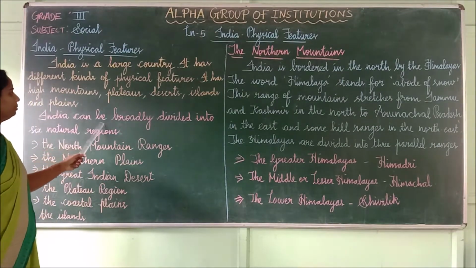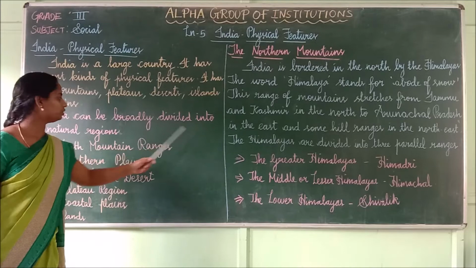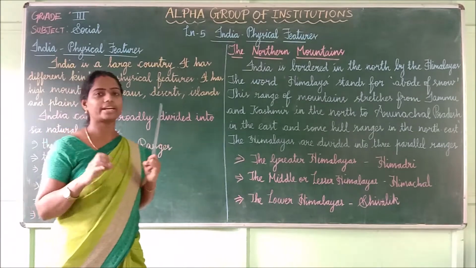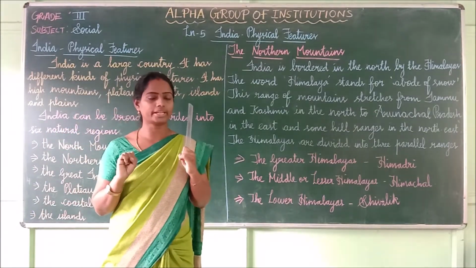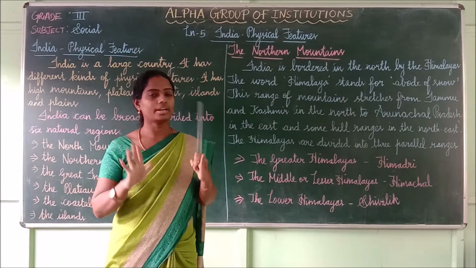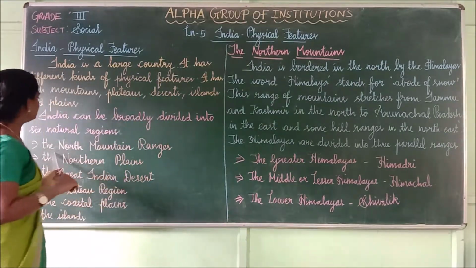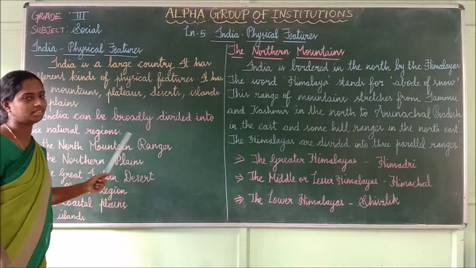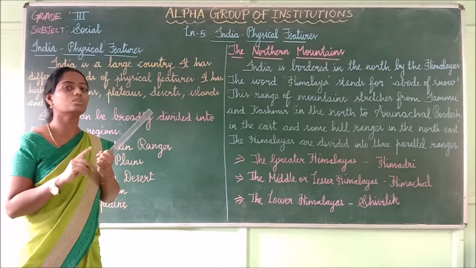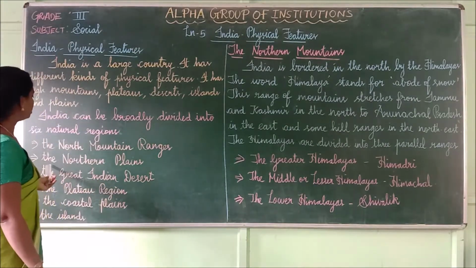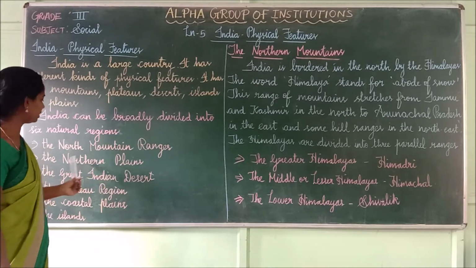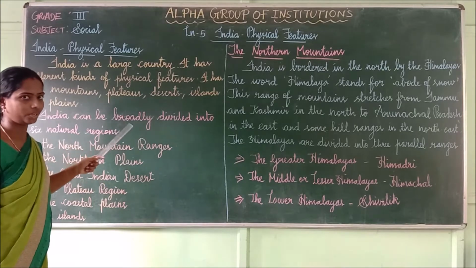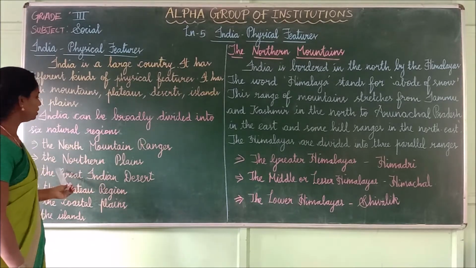India can be broadly divided into 6 natural regions. How many types, children? 6 types of natural regions. What are they? The first one is the North Mountain Ranges. The second one is the Northern Plains. This is only about the northern side of India.